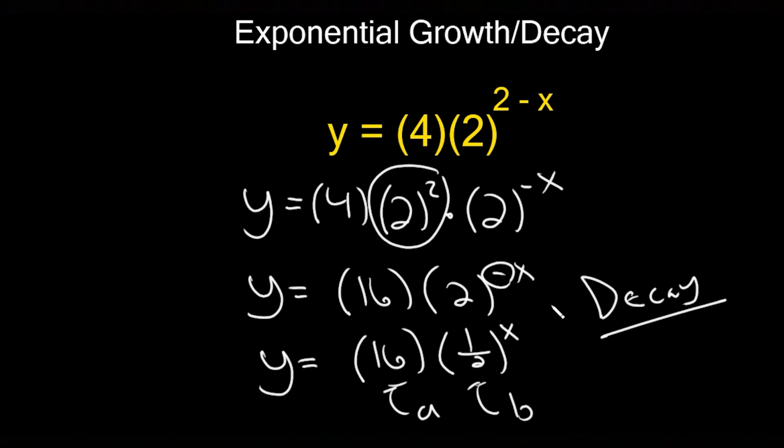So that is it. That is how you can determine if you have exponential growth or decay. It's really not that bad. Just remember, if your base is greater than 1, that means you're going to have growth. If your base is in between 0 and 1, that means you are going to have decay. And always remember, you may have to break these down. You may have to rearrange them before you can determine what your base actually is.